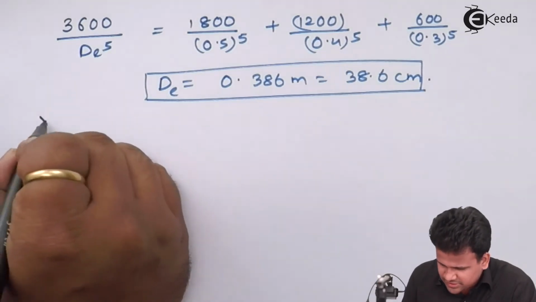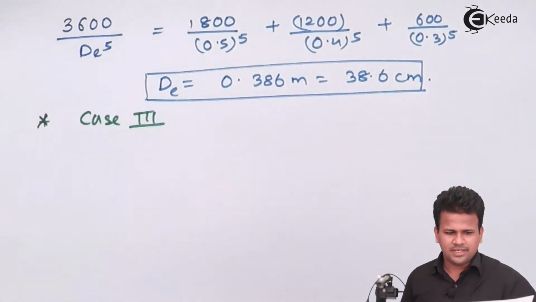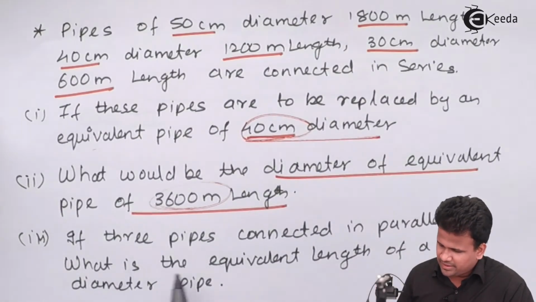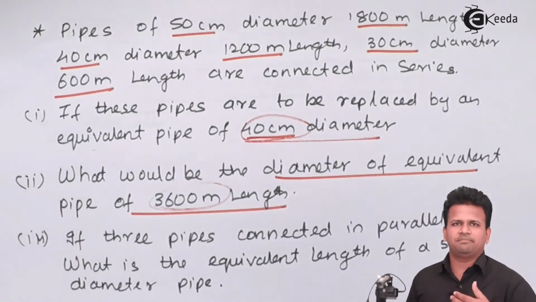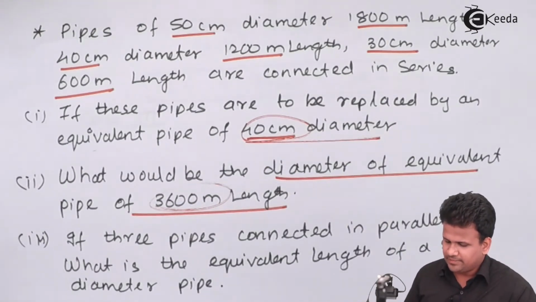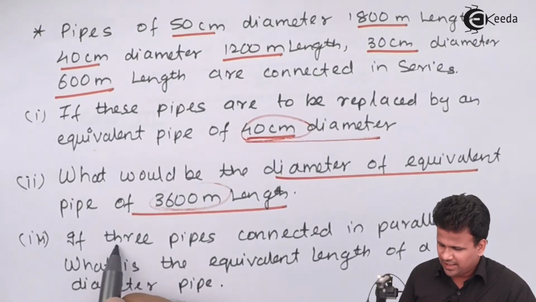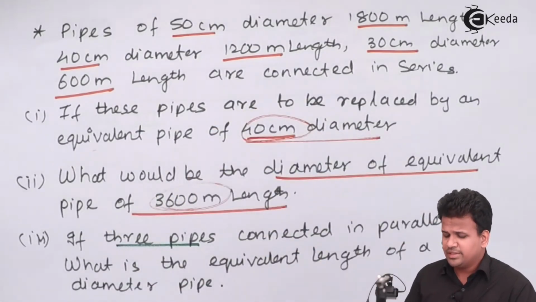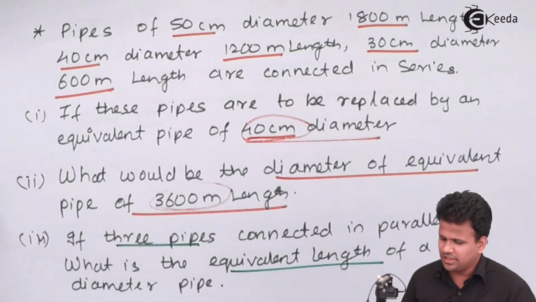Now we'll go to case 3. Now case 3 represents over here, if the three pipes are connected in parallel, what is the equivalent length of a 50 centimeter diameter pipe? So we have to replace that entire set of pipes when they are connected in parallel by a pipe having 50 centimeter diameter. So now three pipes will have different head losses, as we have seen in series, but in parallel the head loss will be constant, that will be equals to the head loss of the equivalent pipe.